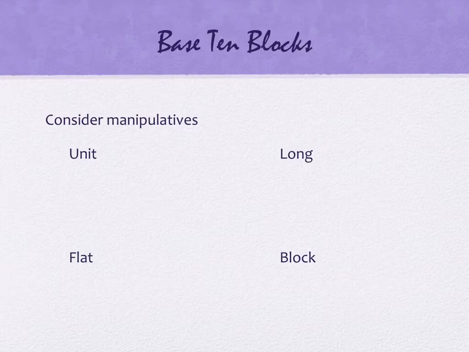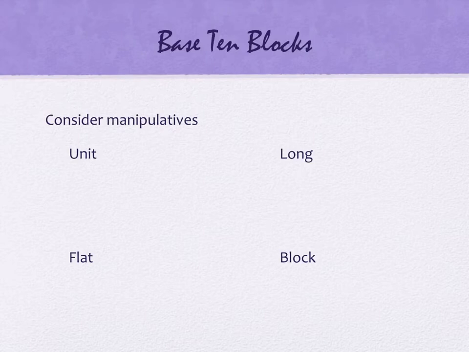Base 10 blocks do a really, really nice job of showing kids why you can and can't add certain sizes of things together. In some sense, why is 20 plus 5 25 instead of like 70? Why do I not add the 2 and the 5 somehow? And manipulatives do a really good job of showing that because they have different sizes.